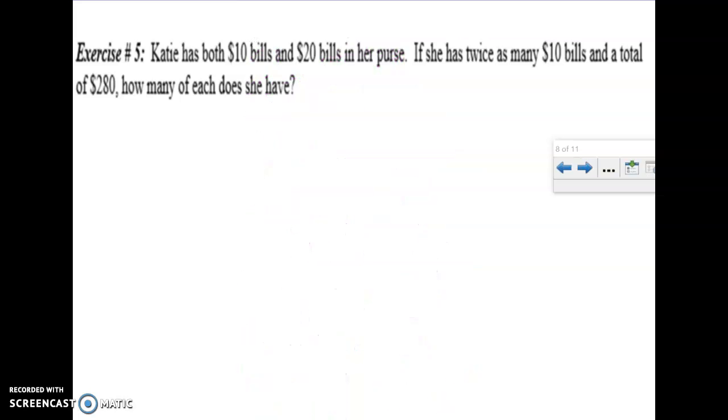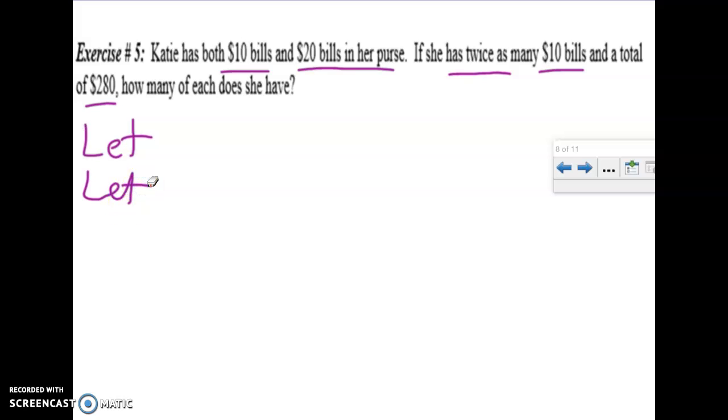It's a combination of $10 bills and $20 bills in her purse. If she has twice as many tens and a total of $280, how many of each does she have? All right, Kate, that sounds like a good plan, but we don't have variables. So let's come up with variables.